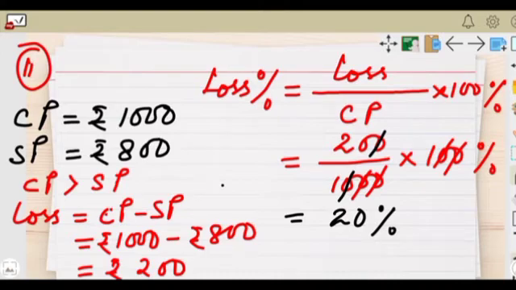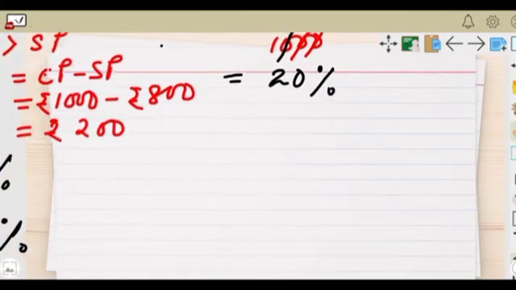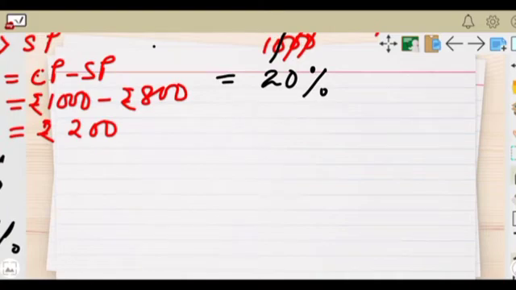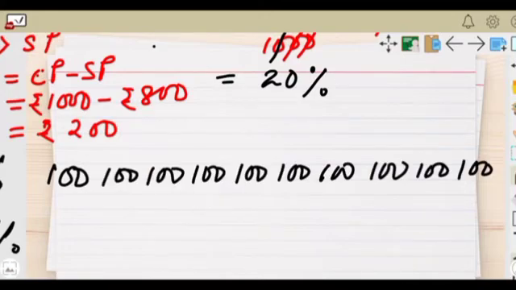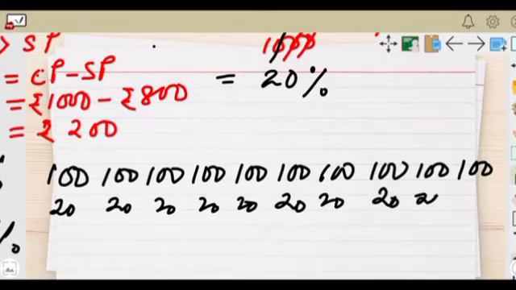What does it mean? For every 100, you'll be getting a loss of how much? 20. So let's observe this example carefully. I'll show you now. So 1000, you can write here as 10 times 100. For every 100 rupees, you'll be getting a loss of 20. So here 20, 20, 20, and so on, ten times. So what is the total loss? 20, 10 times. So the loss will be 200.